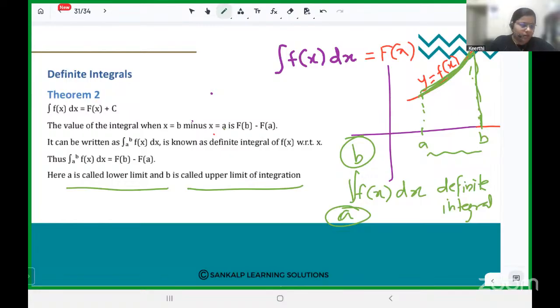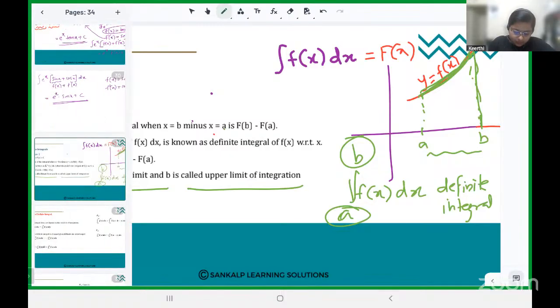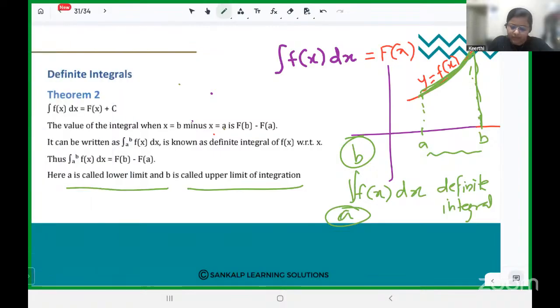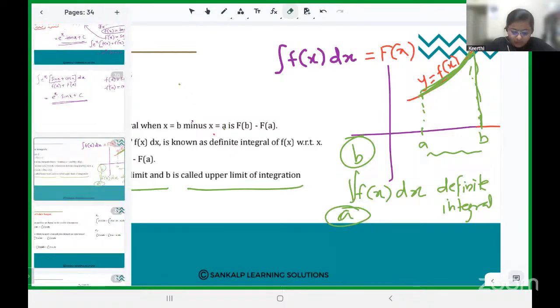All right. Now we can evaluate this definite integral using two methods. The first one is limit of a sum and the second method is antiderivative method. Here we will be studying only evaluation of definite integrals using antiderivative, and for that there is a theorem called the second fundamental theorem of calculus.